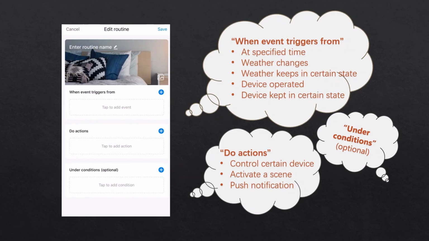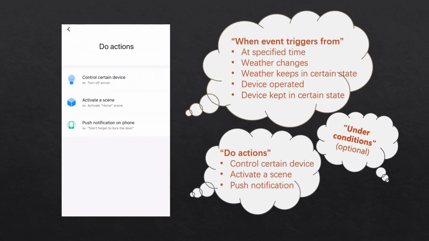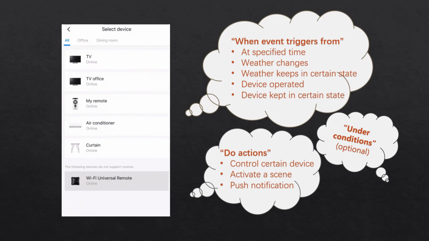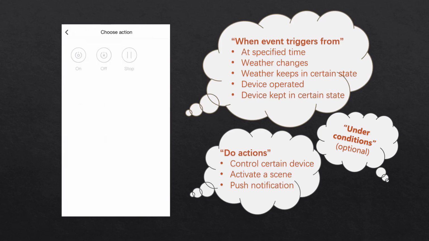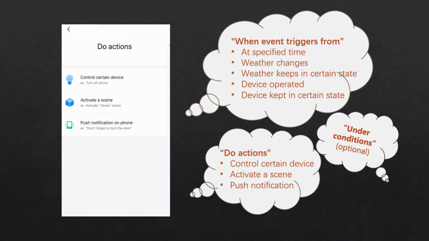After you've set up a trigger, you can start selecting actions to go with it by hitting the Do Actions button, which also brings up several options. They'll control certain device. You can choose a device and specify an action. It supports any controllable state of the device. They'll activate a scene. If you want to do more than one action, definitely you can add all actions. But another better way is to add actions in a scene and choose the scene here.